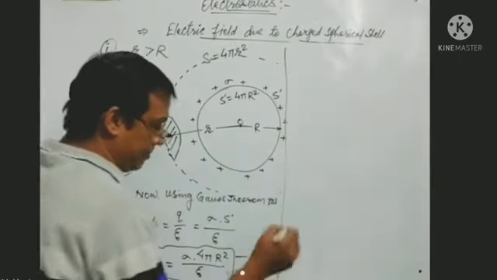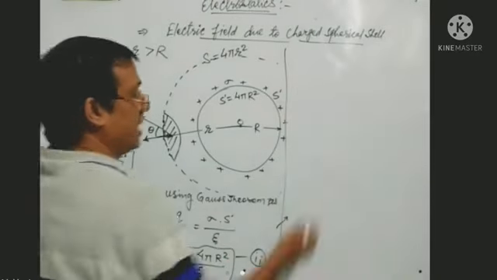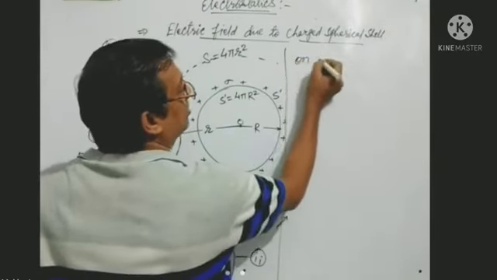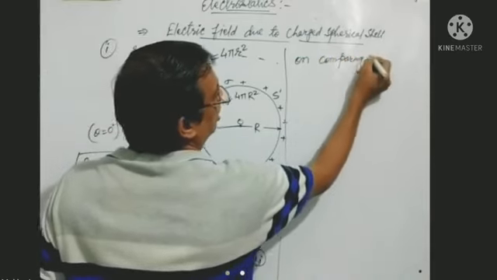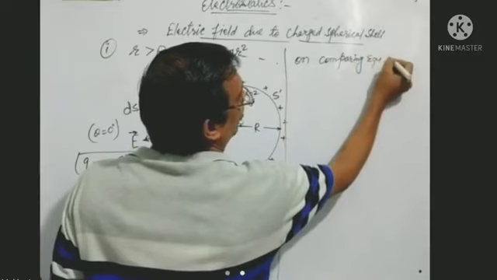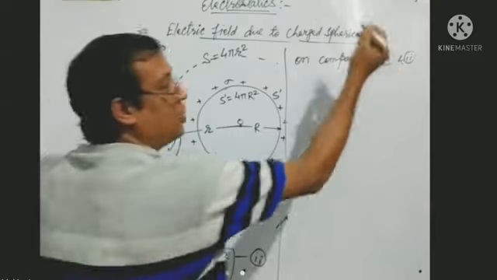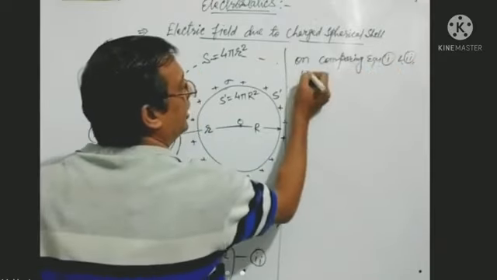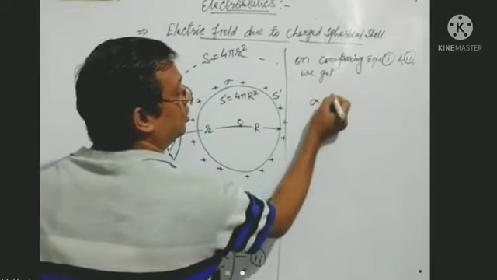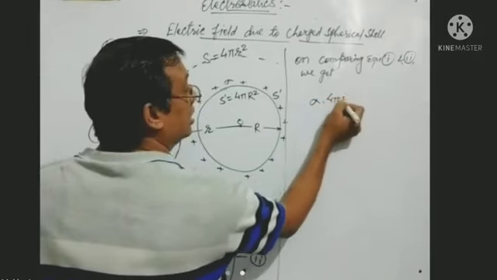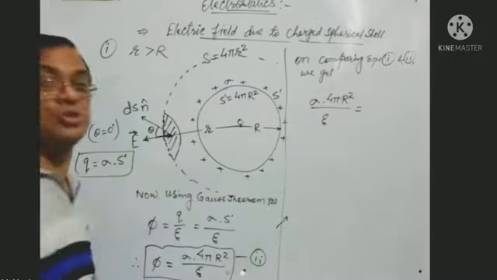Now we will do the same. Let us see. Comparing equation number 1 and 2, see what do we get. We get sigma into 4 pi capital R square upon epsilon naught, and this was the equation number 2.